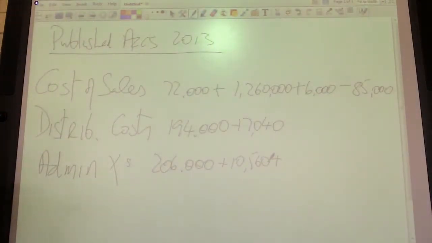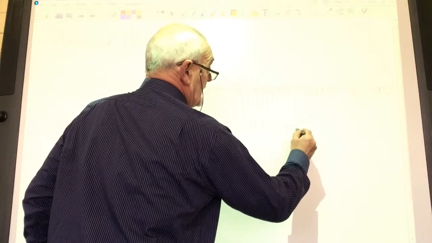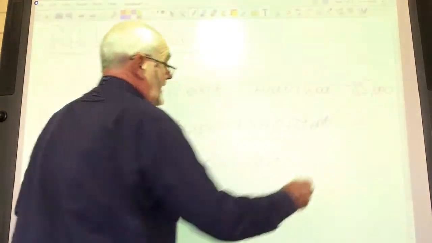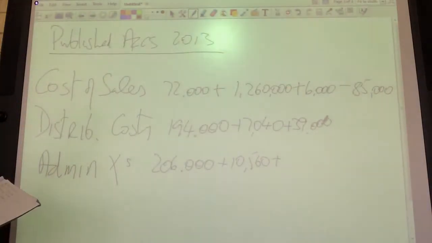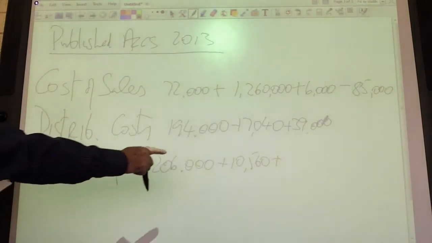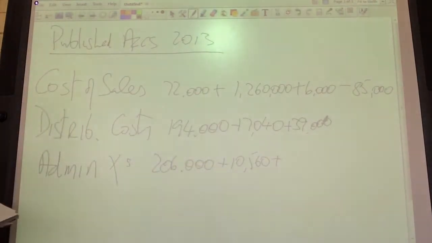We also have the depreciation on the delivery vans. There's 15% of cost on the vehicles, and 15% of 260,000 will be 39,000. So we have another distribution cost here, 49,000. So we just have 3 items making up our distribution costs. And then for our admin, we have 206,000. We've added in the depreciation of the buildings, its portion of that.